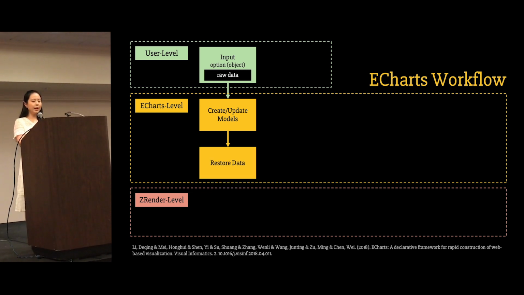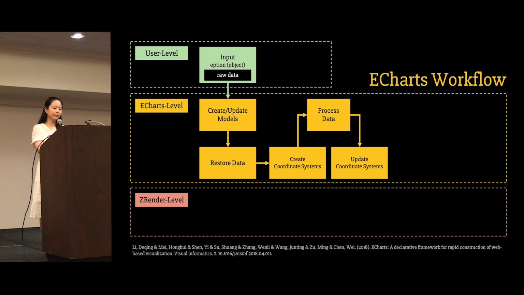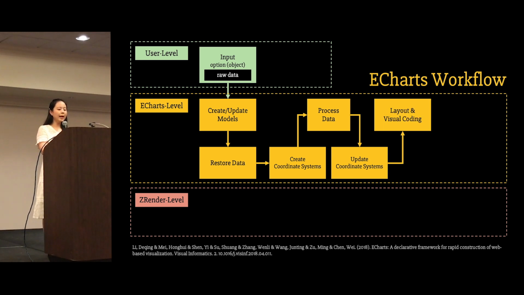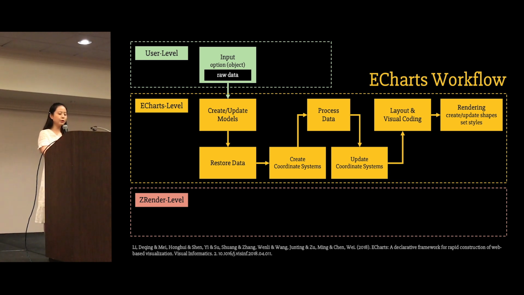Then the data to be rendered is restored, considering components like data zooming. Next, coordinate systems are created and updated based on the range of data. Then we lay out the data with the given chart type and do visual coding, like mapping the data value into the color or size of data items. After that, it generates rendering instructions to render shapes or update styles.